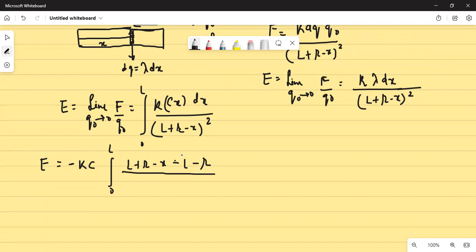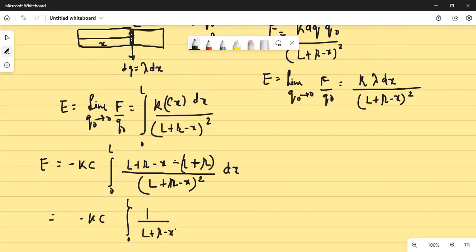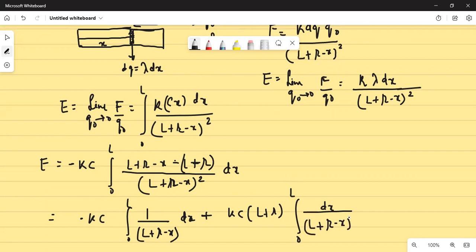I think it is clear. So I will write L plus R instead, and then I have (L plus R minus x) whole square. I'm integrating with respect to x; R is a constant, L is a constant there. So now this will be minus Kc integration from 0 to L of 1 upon (L plus R minus x) dx, and then minus minus plus, Kc (L plus R) integration from 0 to L of dx upon (L plus R minus x) whole square. I don't think there is an issue till now.